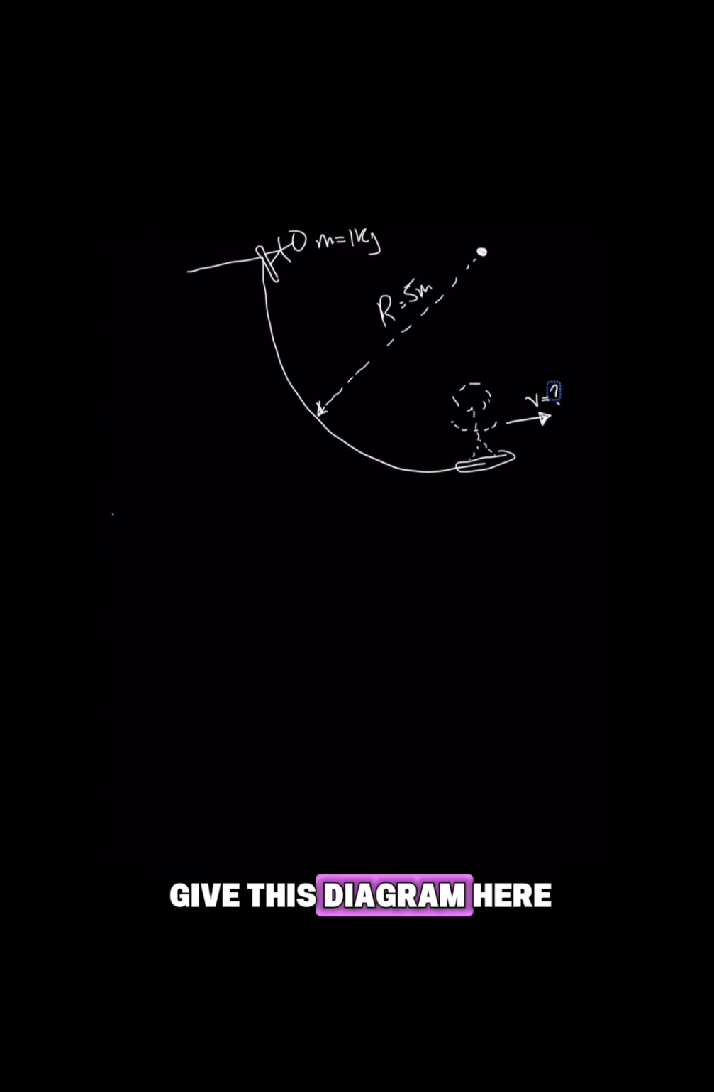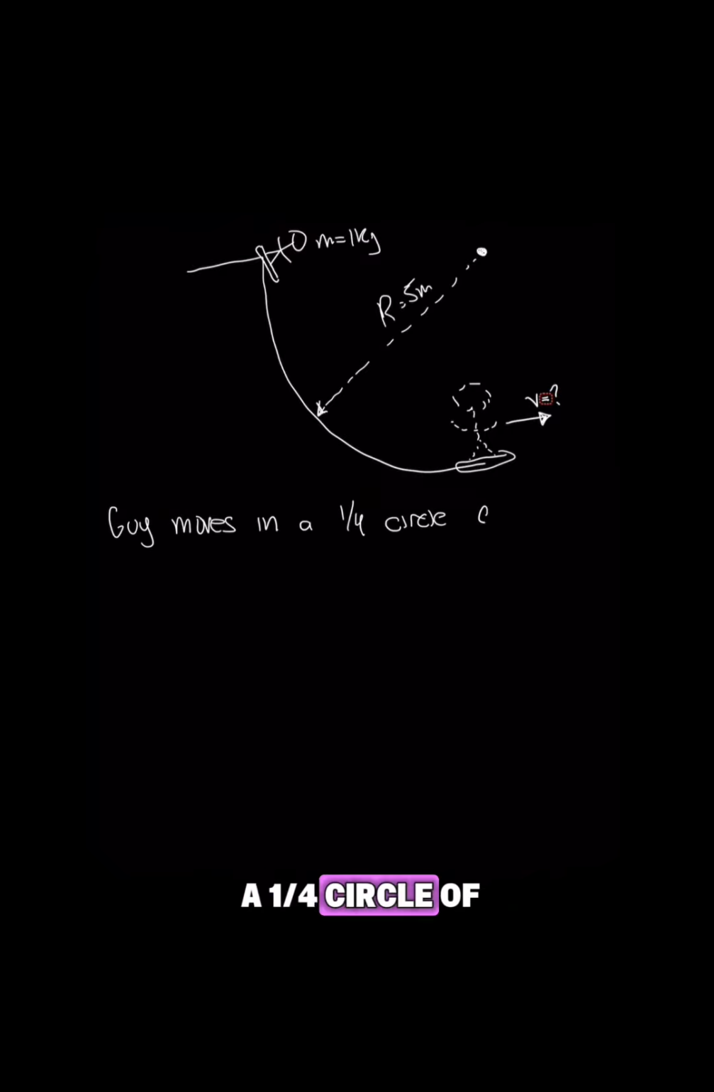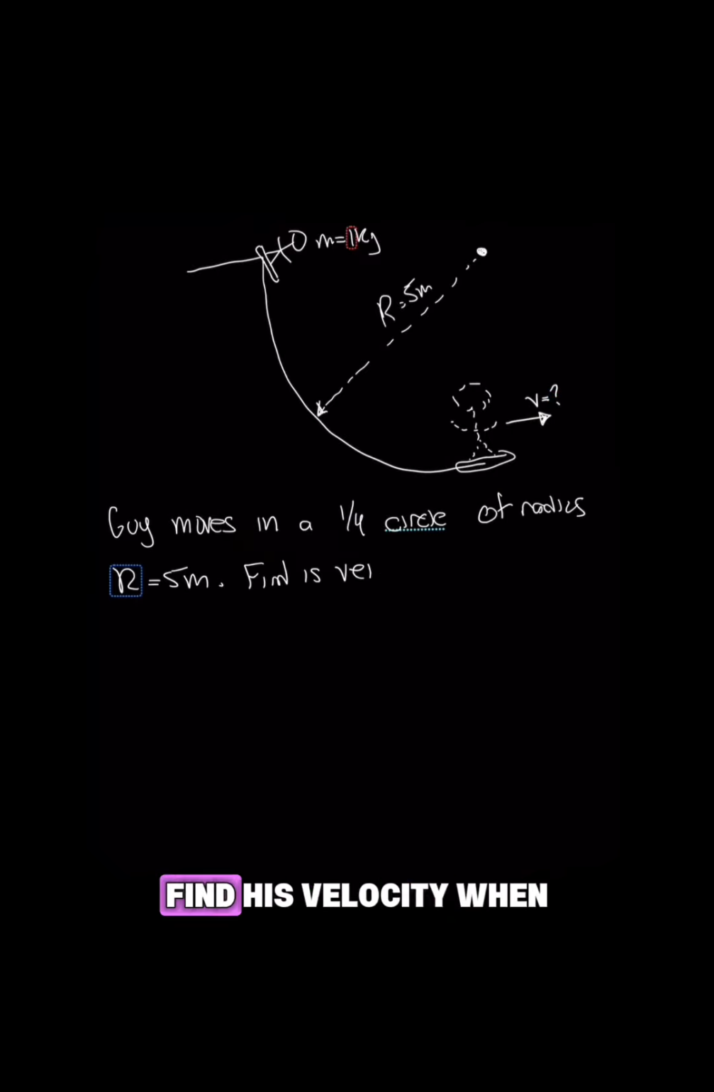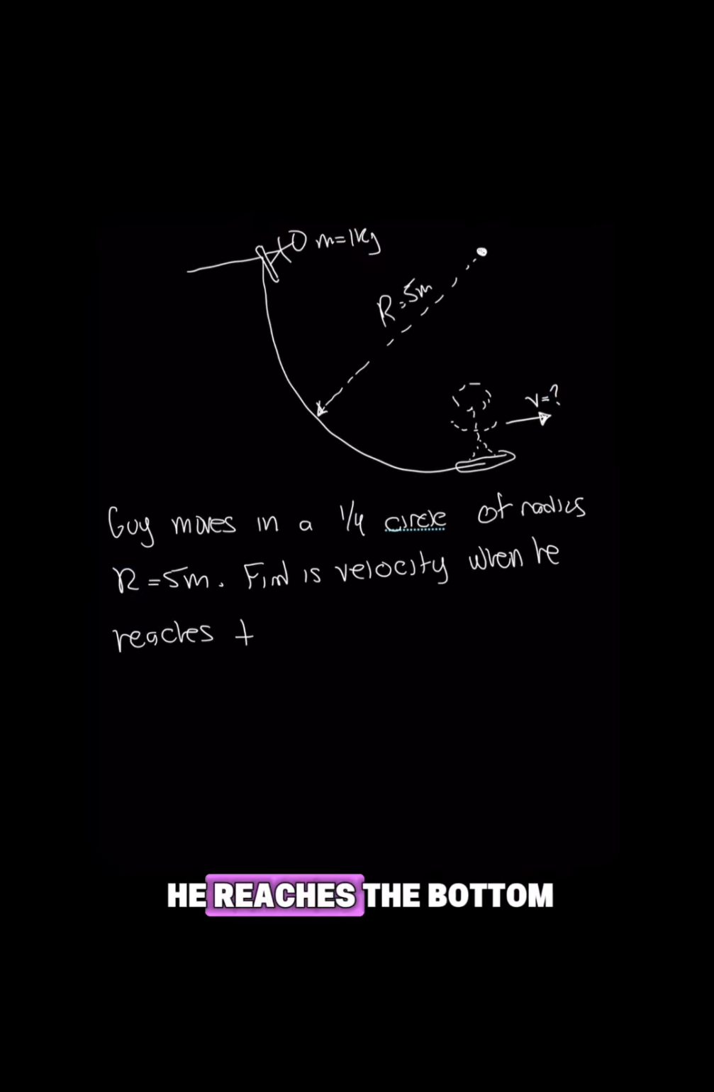So let's say given this diagram here of a guy's motion along a ramp of radius 5 meters, and the question says the guy moves in a 1/4 circle of radius r equals 5 meters. Find his velocity when he reaches the bottom. Assume no air resistance to start. For this motion, the only force acting on him is gravity, which is equal to the weight force.